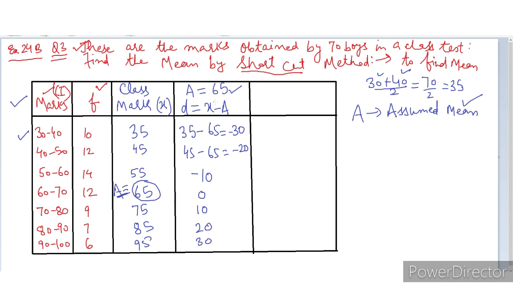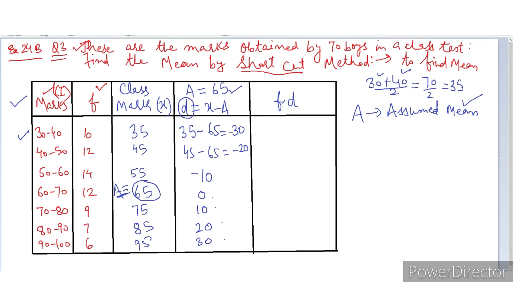Okay, so this is the very important step here. We have to write the values of d, each d. So our first d is minus 30, minus 20, minus 10, 0, 10, 20, 30, like this. Now the next column is the last column here, and that is our values f dot d.